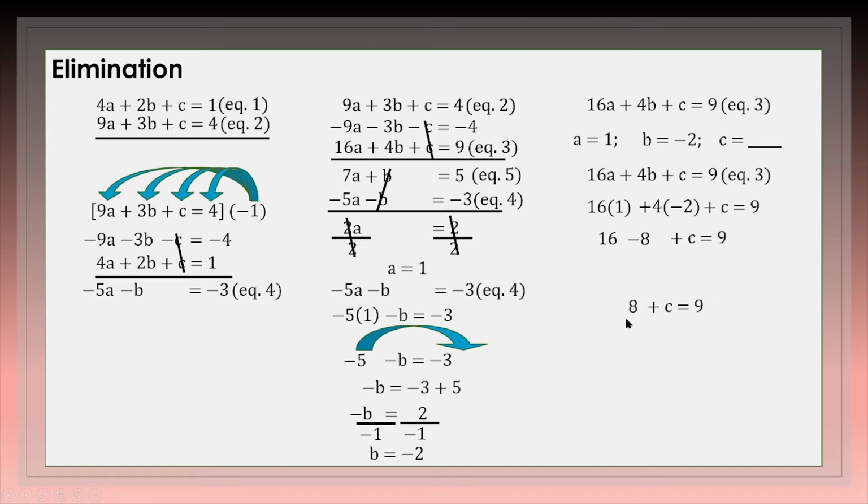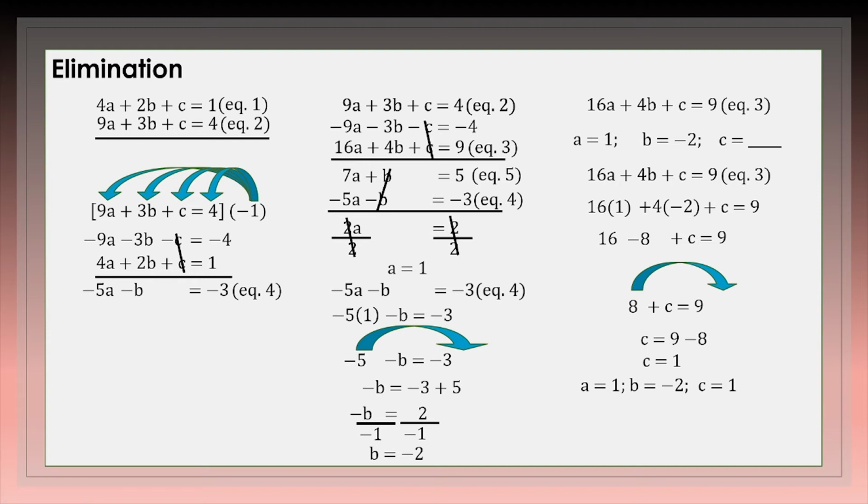Then, transpose natin yung ating 8 on the right side of the equation. It will become C is equals to 9 minus 8. Then, subtract natin. So, 9 minus 8 is equals to 1. So, the value of C is 1. So, kompleto na yung ating variable na A, B, and C. So, the value of A is 1. The value of B is negative 2. Then, the value of C is 1.